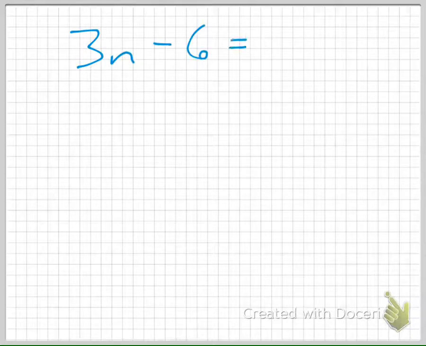So then, let's do one here. You guys try one. Let's go 3n minus 6 equals 15. Solve that for me.